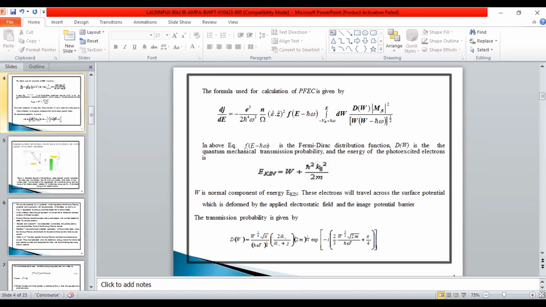In the above equation, f(E − ħω) is the Fermi-Dirac distribution function. D(ω) is the quantum mechanical transmission probability, and the energy of the photo-excited electron is given by this equation. W is the normal component of energy, E the kinetic energy. This electron will travel across the surface potential, which is deformed by the applied electrostatic field and the image potential barrier. The transition probability is given by D(W). This equation is used to calculate the photofield emission current.